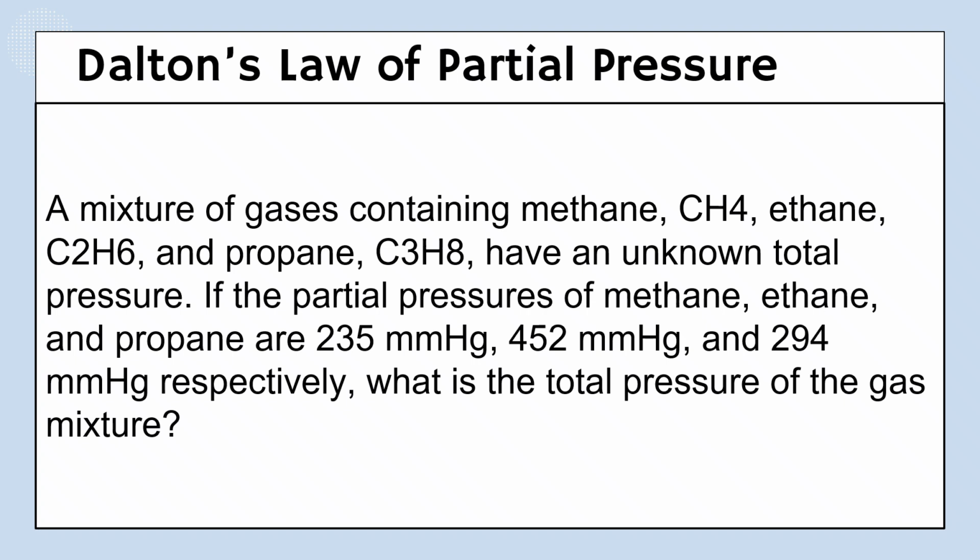So all we're going to do to find the total pressure is add these three numbers together. If we were given these numbers in different units, we would have to convert all to the same unit. So if we added them all together, we would get a total pressure of 980.